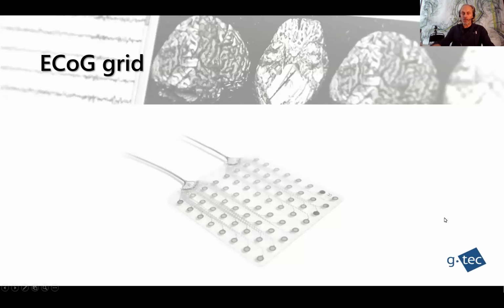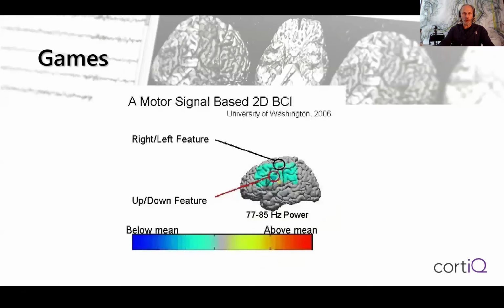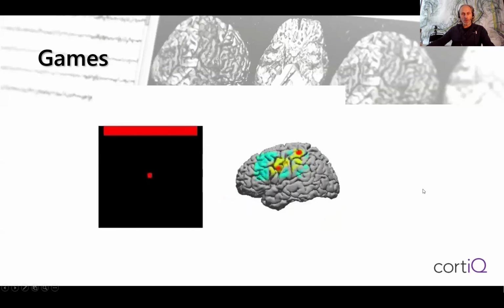Such a 64-channel grid costs around 1,000 euros. So they are inserted into a patient, they do one recording, and then it's thrown away. So they don't reuse it because it's risky if you use it for another patient. And here I have a couple of videos so that you can see how the ECoG brain-computer interface research developed.